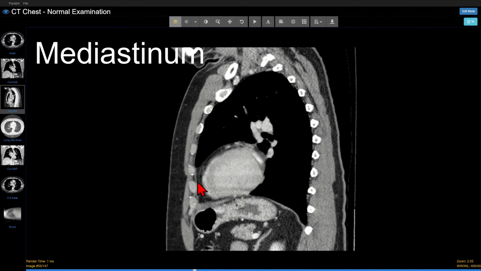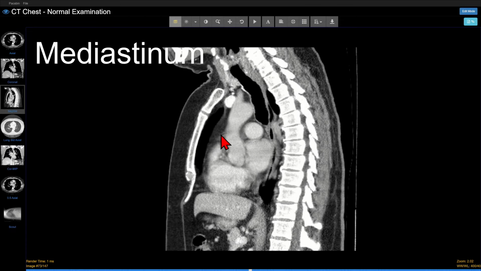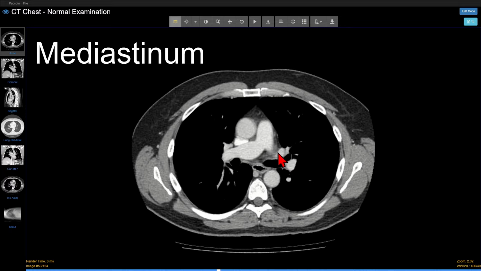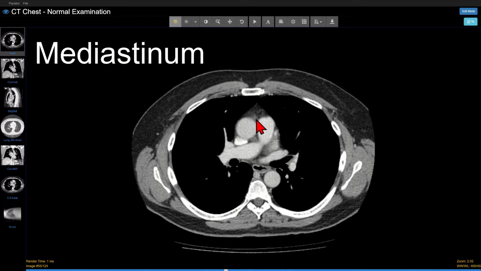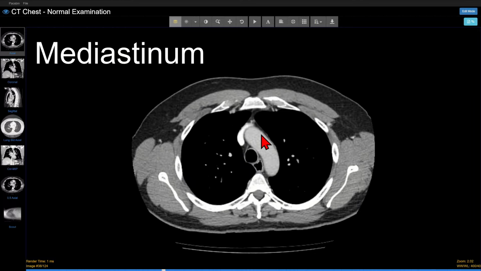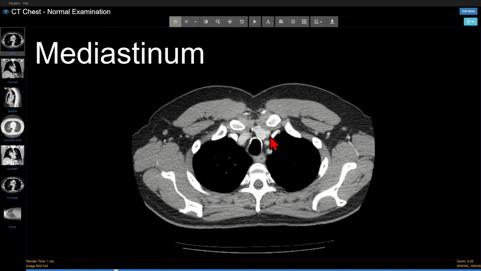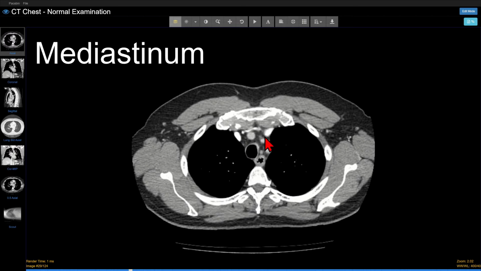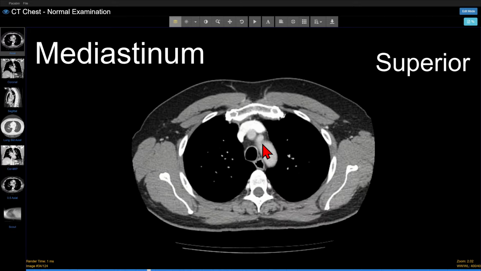Here is the fibrous pericardium on the sagittal images. So everything superior to the pericardium and below the thoracic inlet is considered the superior mediastinum. The superior mediastinum contains trachea, esophagus, and a bunch of vasculature that we'll talk about later.